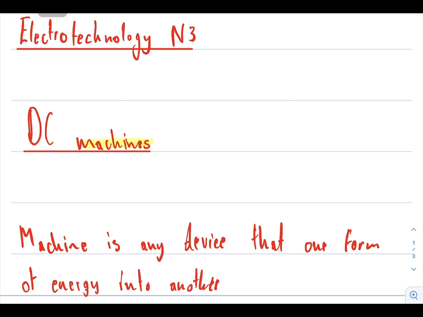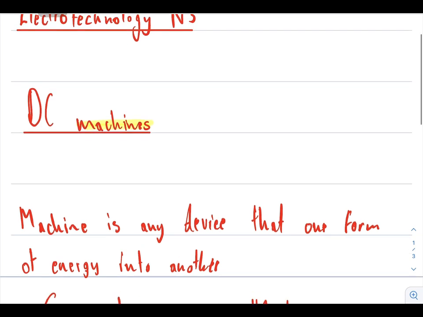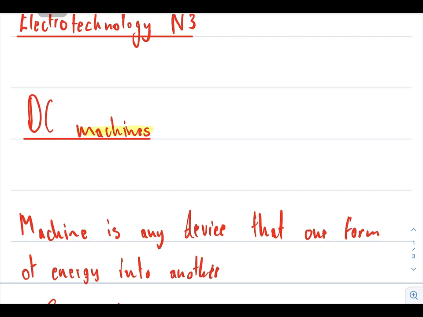So guys, I'm also going to be doing the electrical subject, Electrotechnology N3. This is the first section of Electrotechnology N3. The first chapter is DC machines. Before I start, I want us to first look at this term, machine.